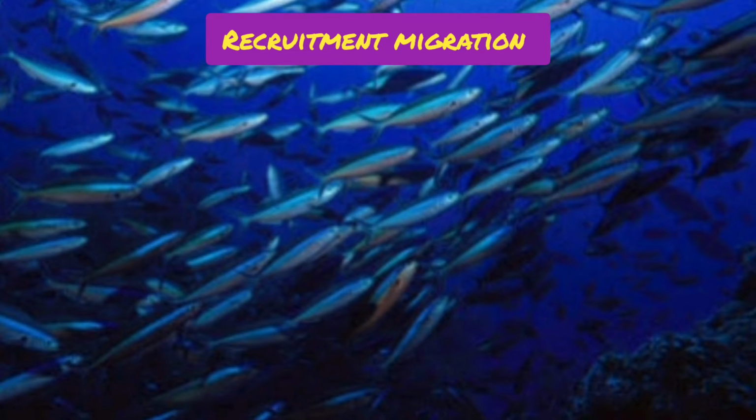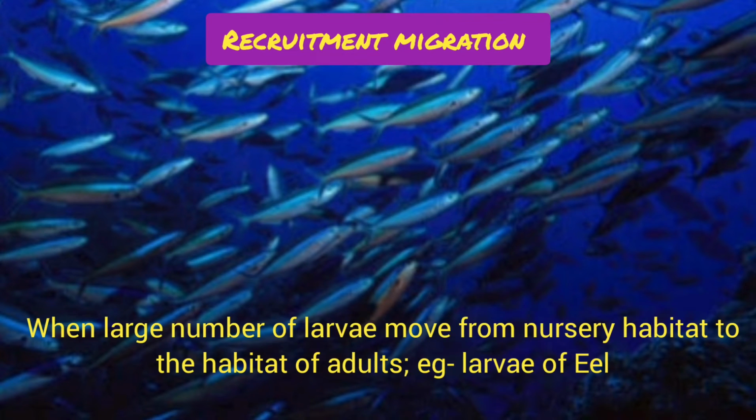Recruitment migration. It takes place when a large number of larvae move from the nursery habitat to the habitat of adults. Example: adult eels live in rivers of Europe and America, but their larval stages live and grow in the sea. Then the larvae migrate to reach rivers, which may take 1 to 2 years.